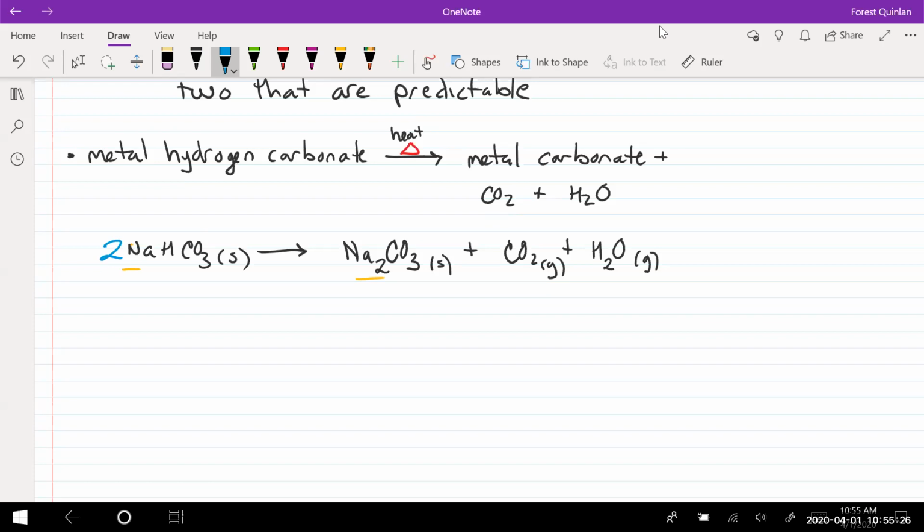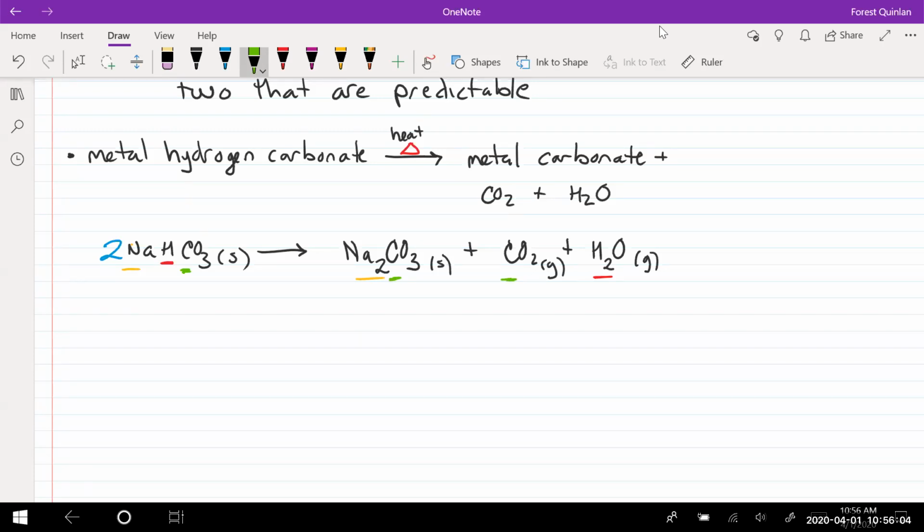Now, what's interesting here is decompositions are one of those where you actually have to bean count, because you have a hydrogen carbonate here and no hydrogen carbonate on the right-hand side. So I can't bring that HCO3 and just look for it on the other side. Here, I have to bean count. How many hydrogens on the left? 2. On the right? 2. How many carbons on the left? Now 2. And we have 2 on the other side.